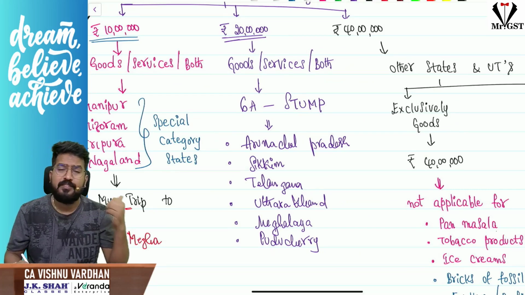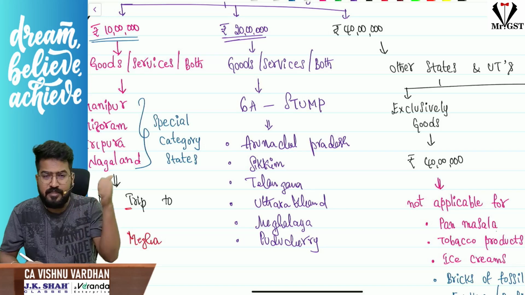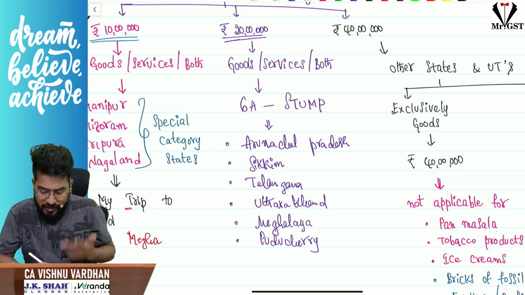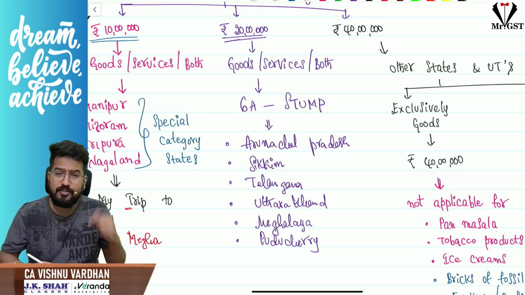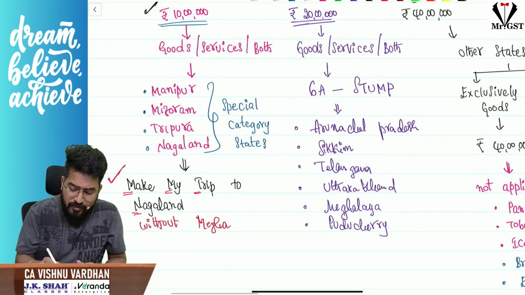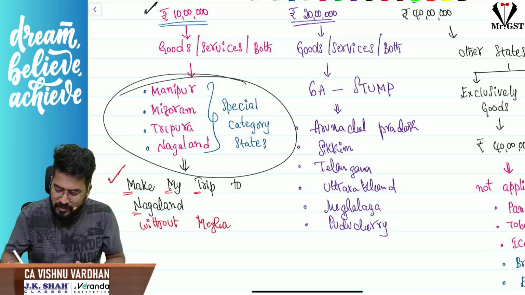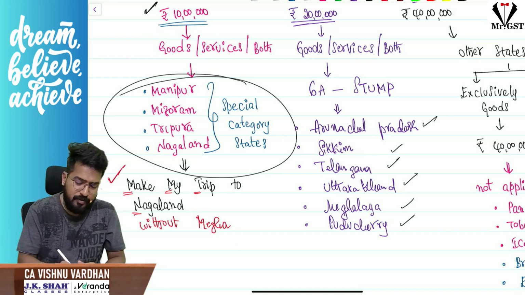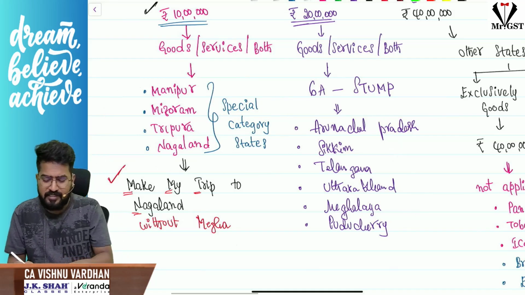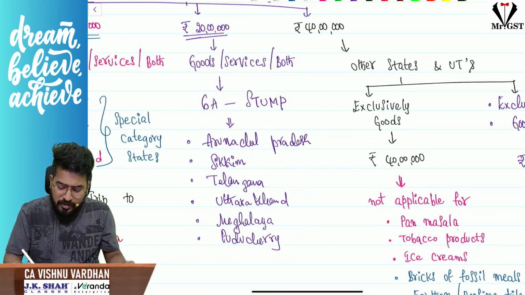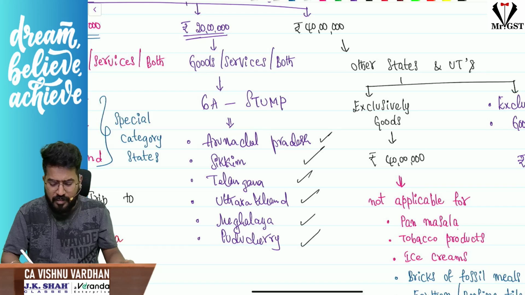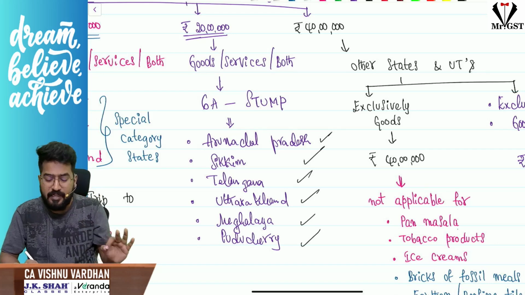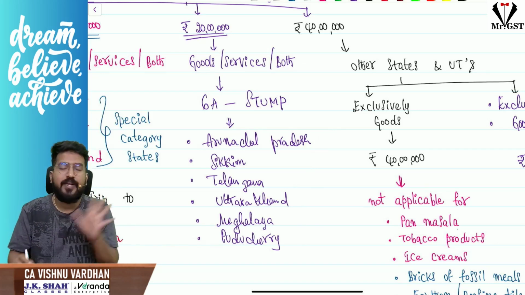So 6 a stump. Whatever 4 states were missing in part 1: Sikkim is missing, Uttarakhand is missing, next Meghalaya is missing, and Arunachal Pradesh was missing in part 1, correct? So those 4 states, Sikkim, Uttarakhand, Arunachal Pradesh, Meghalaya will come here, and Telangana, Puducherry will be added. So these are the 6 states. In Arunachal Pradesh, Sikkim, Telangana, Uttarakhand, Meghalaya, and Puducherry, whatever you do, exclusively goods, exclusively services, or both goods and services, the threshold limit is just 20 lakhs.